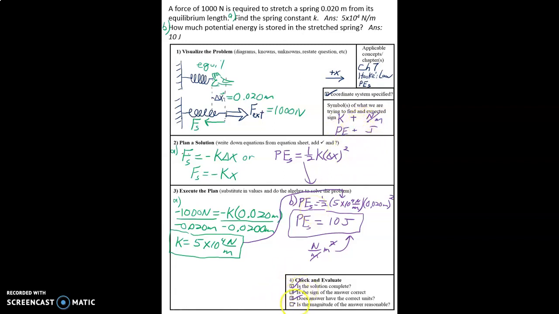We did get the correct signs. Are the magnitudes reasonable? I think this is a tough one to be able to judge, so we'll just leave that as we're not really sure.